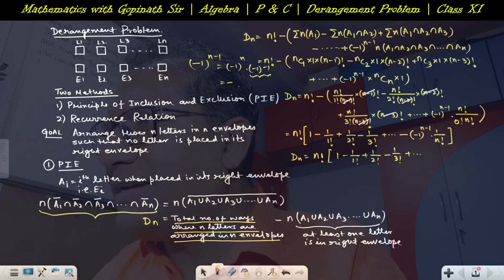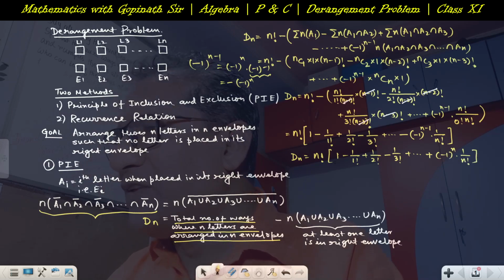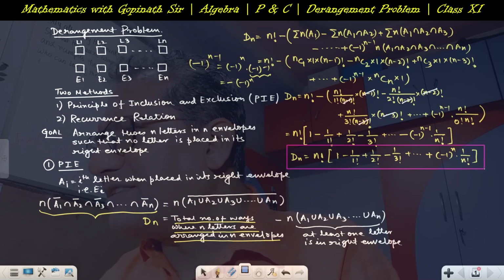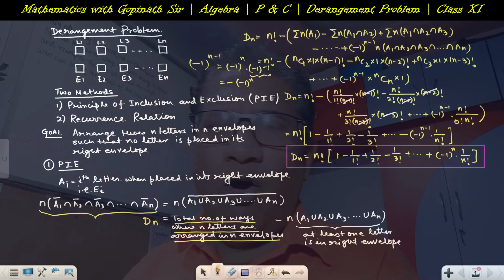So it will be minus 1 whole n. So this thing will become plus minus 1 whole n, 1 by factorial n. Am I correct? So this is our derangement formula that we got. I hope it is clear to everyone.